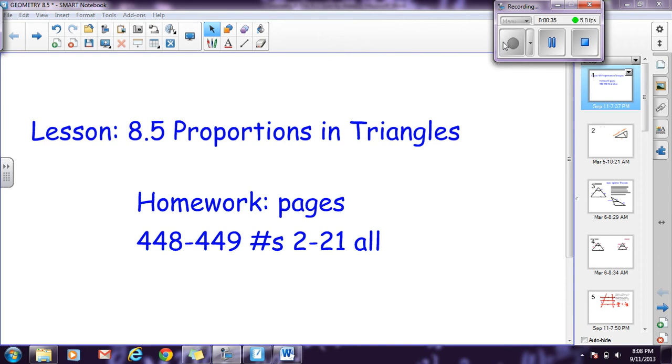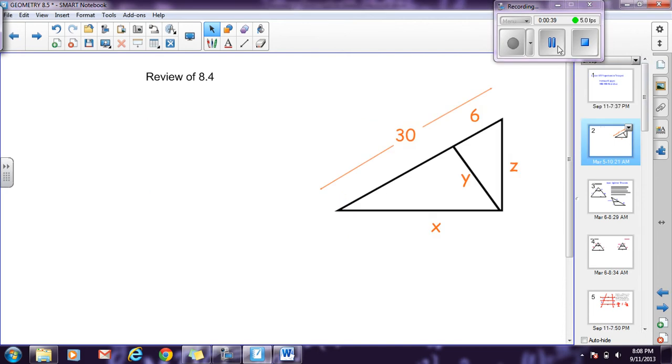But before we do that, let's go ahead and do a review problem from 8.4. Okay, so here's a problem involving geometric mean. How do I know that? Well, here I have a triangle right here. You see this little triangle, and it's actually supposed to be a right triangle. Sorry about that. So this is a review of 8.4, but let's write this down because I want you guys to still be able to do this kind of work.